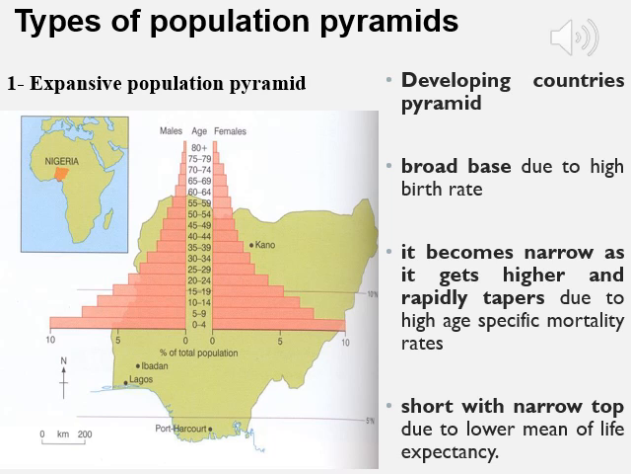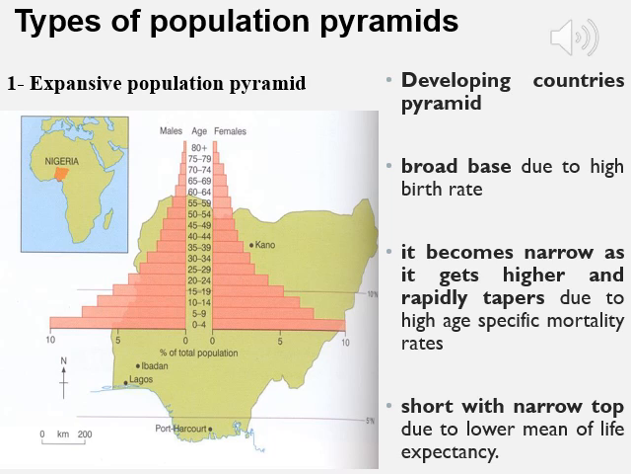If we look at the figure, we recognize that it has a broad base. The broad base means there is a larger number of population in the small age groups from 0 to 5, from 5 to 10, and from 10 to 15 age strata. So the broad base means that there is a high birth rate.